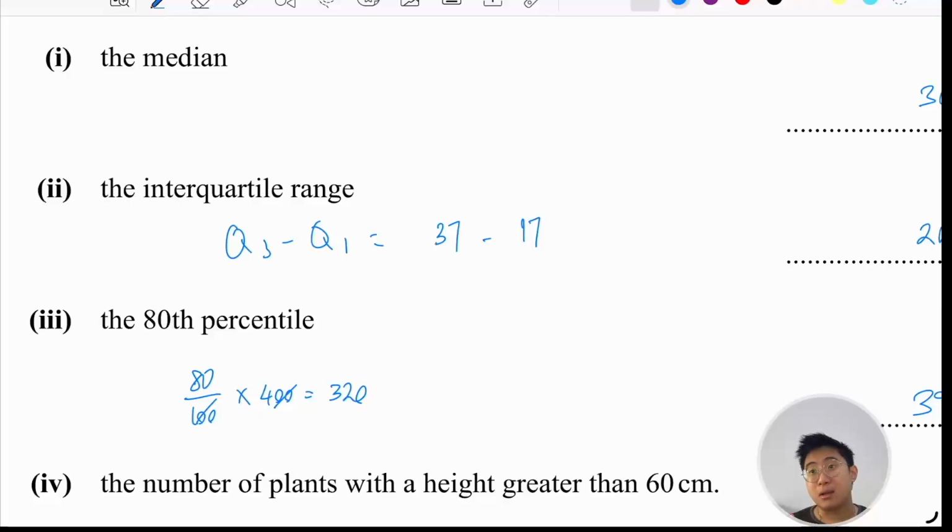So another way they can ask is they want the 25th percentile. That is also the first quartile because 25th percentile is 25%, which is the same as 1 over 4. And then 75th percentile is also quartile 3 because that's 3 over 4.